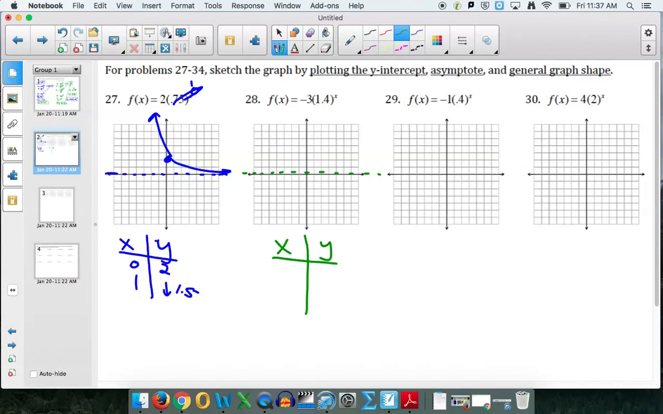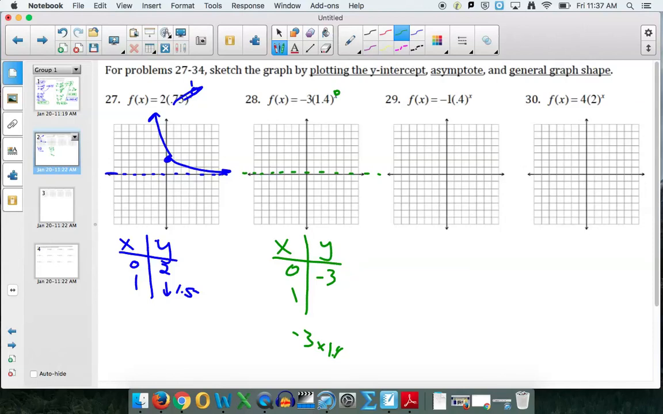And let's look at x equals 0, x equals 1. When x equals 0, we get a y value of negative 3. Negative 3 times 1.4 to the 0 is just negative 3. Then when x equals 1, negative 3 times 1.4 to the first is just negative 3 times 1.4. I don't know what it is, but it's going to be a larger negative number, like negative 5 or negative 6, somewhere in there.